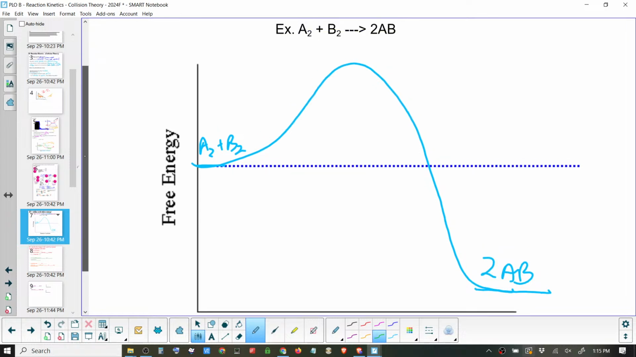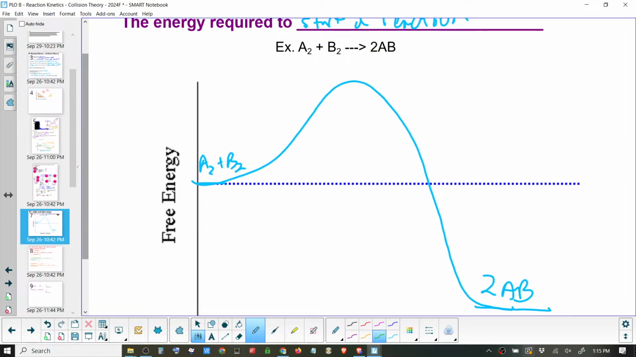And then what would be the formula of the activated complex? What do you get if you mush these together and it has all the bonds? Just all the bonds. A2, B2.